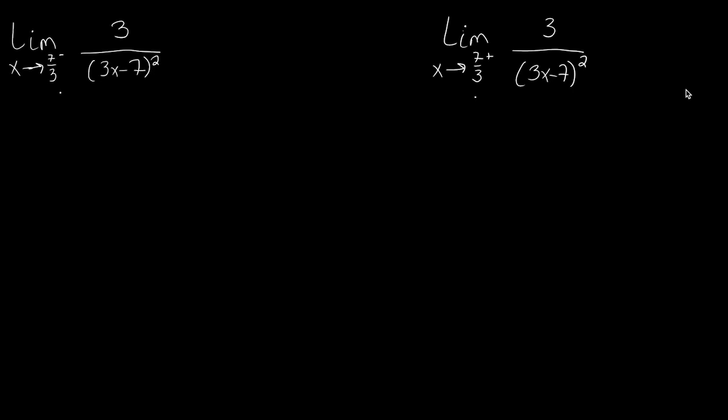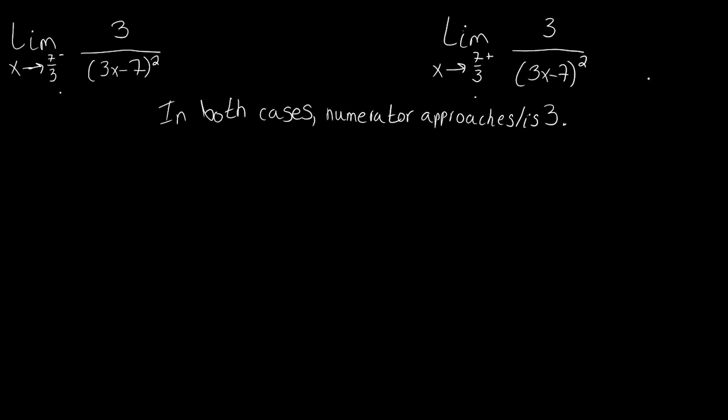We see that in both cases, the numerator of our function will stay approaching 3. There's no value that we plug in for x in the numerator that's going to change the fact that our limit approaches 3 in the numerator. So let's go ahead and write that down for our sake. So we have in both cases, the numerator is 3. Okay, so we've taken care of the numerator in both cases of the limit as x approaches 7/3 from the left and the right.